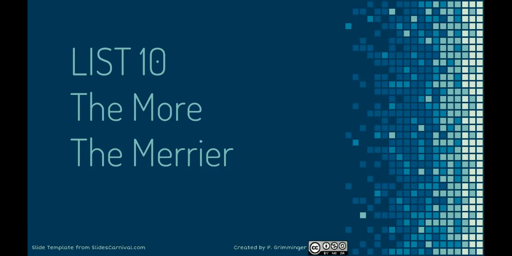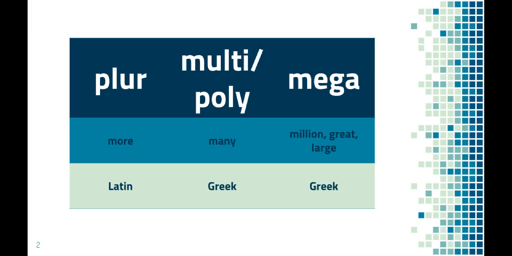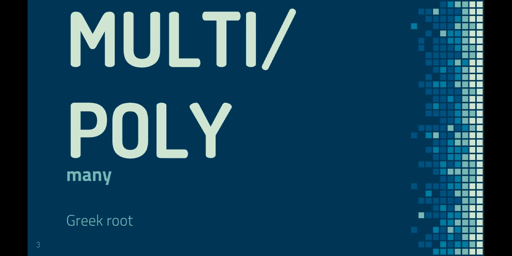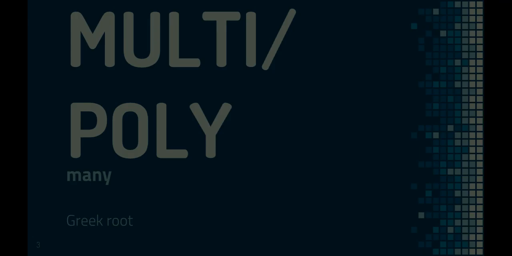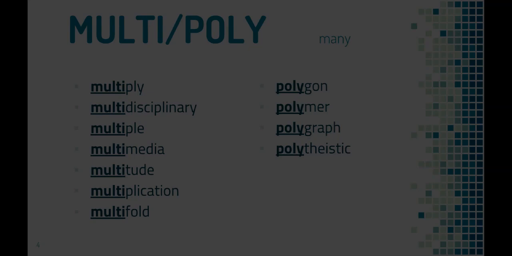List 10, the more the merrier. This is your multi-poly video. So this is a chart that reviews your roots for this list. Multi and poly are both Greek roots that mean many. Your words for this list are multiply, multidisciplinary, multiple, multimedia, multitude, multiplication, multifold, polygon, polymer, polygraph, and polytheistic.